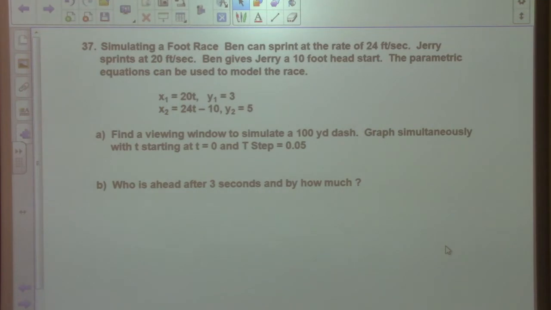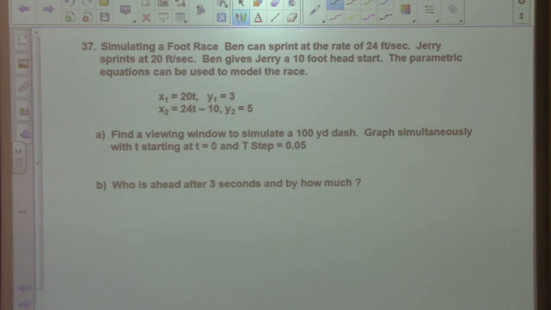Simulating a foot race. Ben can sprint at the rate of 24 feet per second. Jerry sprints at 20 feet per second. Ben gives Jerry a 10-foot head start. So they give you two equations here, a parametric equation, and then it says find a viewing window to simulate a 100-yard dash.